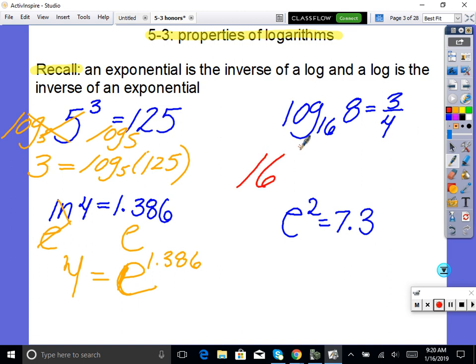Okay, how would we write this one as exponential? Base 16 to the... I'm just asking for the answer.